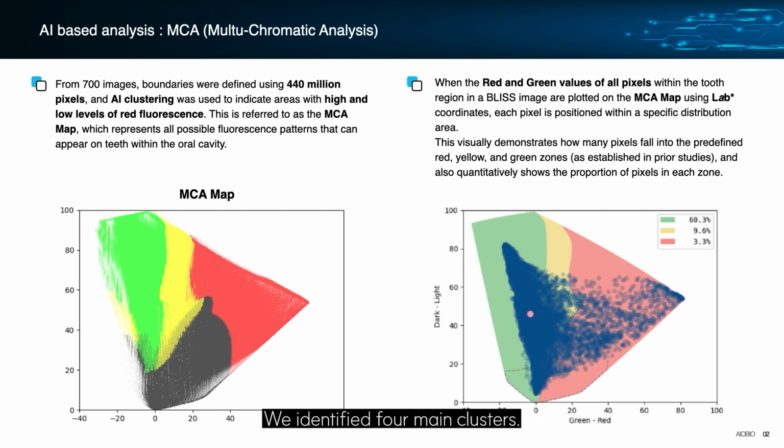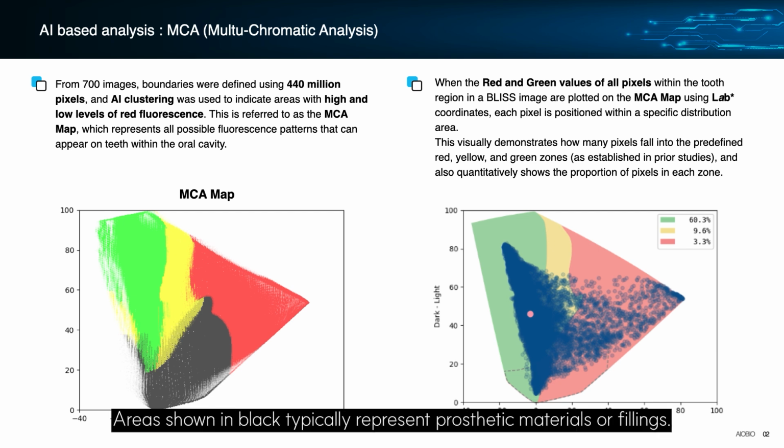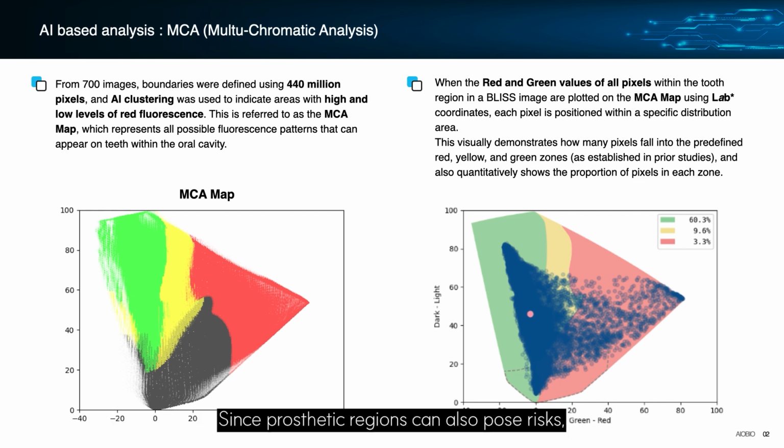We identified 4 main clusters. Areas shown in black typically represent prosthetic materials or fillings. Since prosthetic regions can also pose risks, we highlight only truly healthy natural enamel in green, while biofilm and prosthetic materials are marked in red. The intermediate overlapping zones are displayed in yellow.